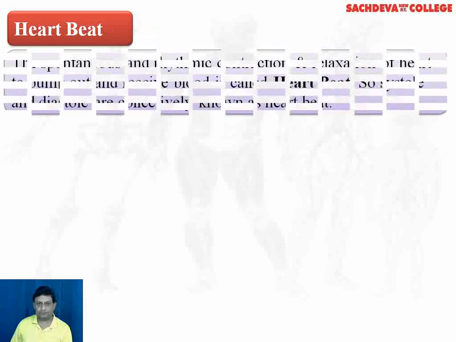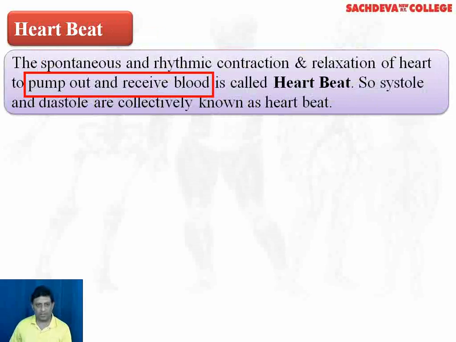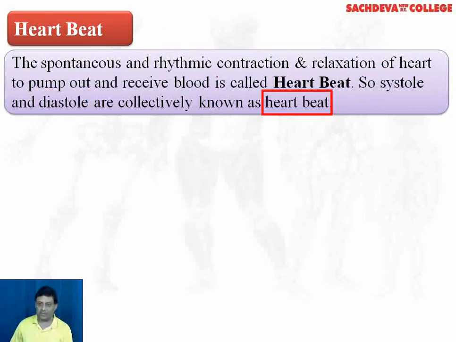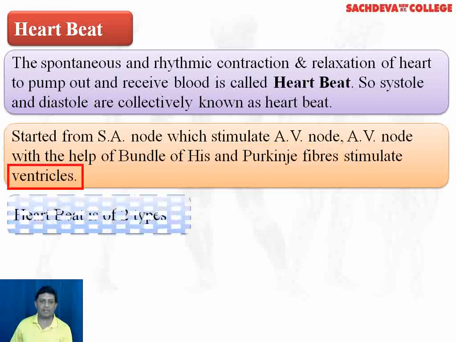Heartbeat. The spontaneous and rhythmic contraction and relaxation of the heart to pump out blood and to receive blood is known as heartbeat. The systole and the diastole are collectively known as heartbeat. Starting from the SA node, the beat stimulates the AV node. The AV node stimulates the bundle of His, and the bundle of His stimulates the Purkinje fibers, which stimulate the ventricles.